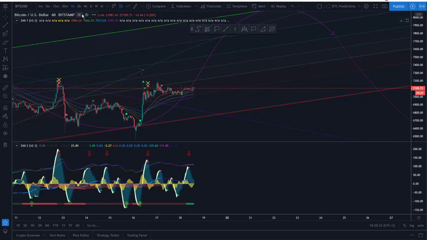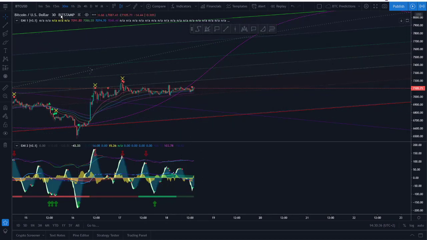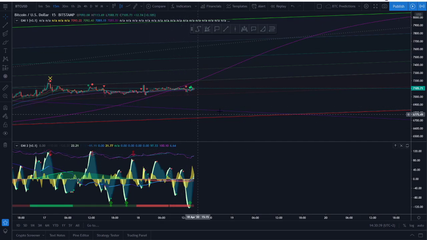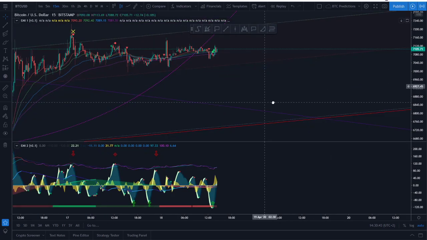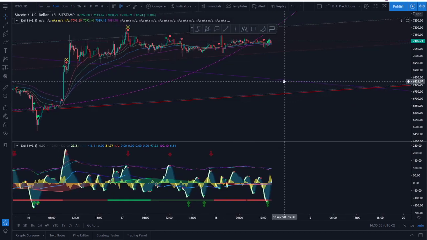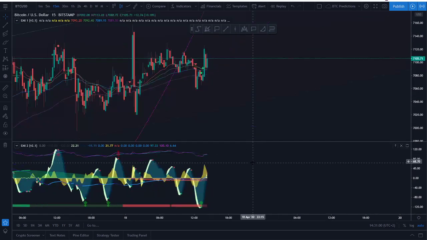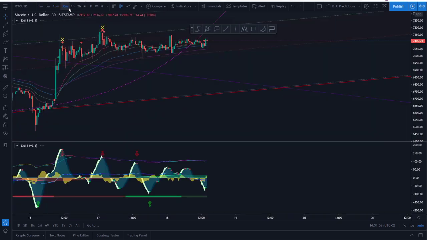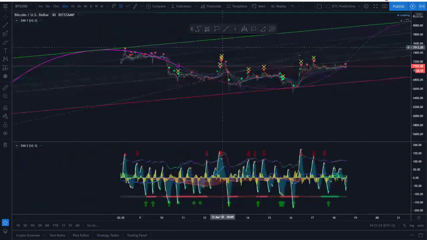So, it's looking pretty boring. Nothing much is happening. It's very much calm before the storm. We'll see. The 15 minutes, seeing nothing. It's just been stuck here. It's looking like a Bart Simpson. Which way is the storm going to blow? Well, good question.